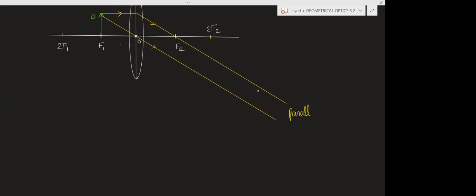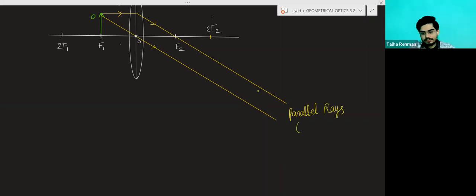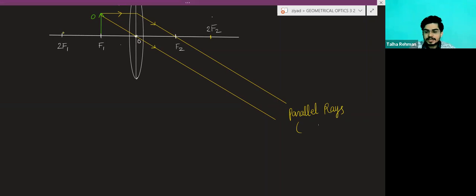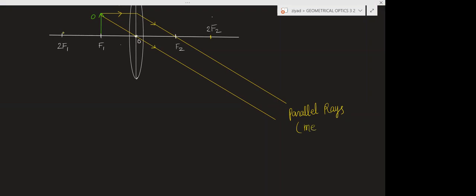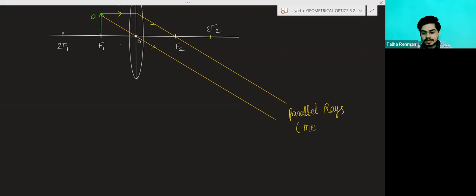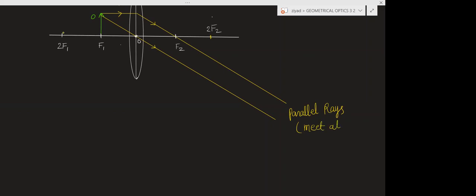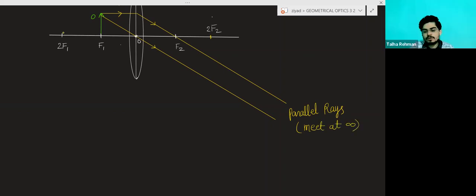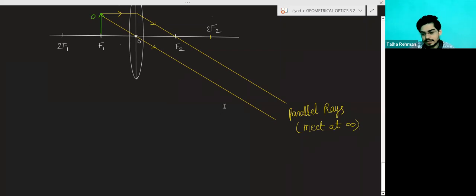And parallel rays meet at infinity. Where the rays meet, the image will be formed there. Here the rays are meeting at infinity, so the image will form at infinity. The image will be real and inverted, and the size of the image is much larger than the size of the object.